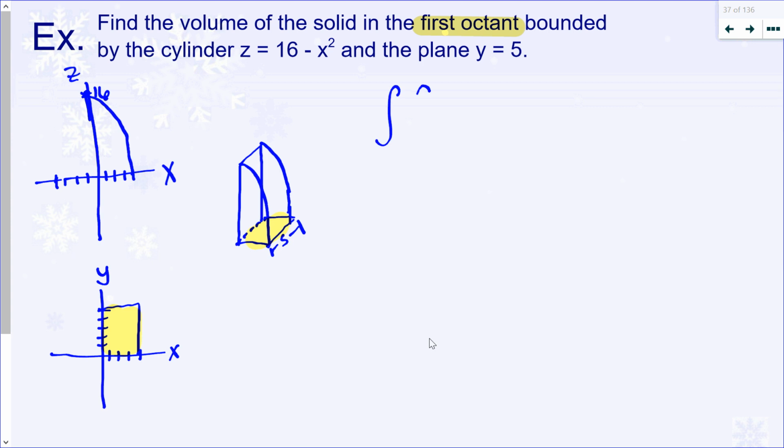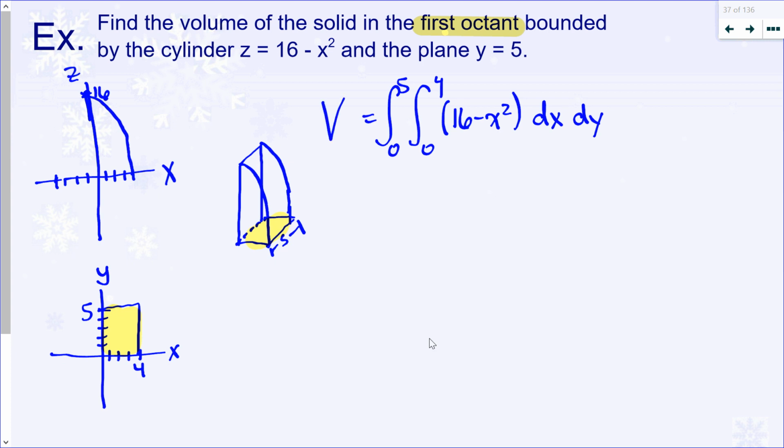So I'm taking the double integral of the surface, 16 minus x squared, under the region, and you can do dx dy in any order. And so our x's will range from 0 to 4, because here we have 0 to 4 on the x-axis, and on the y's we range from 0 to 5. So that is our integral, which is going to achieve the volume of that solid.